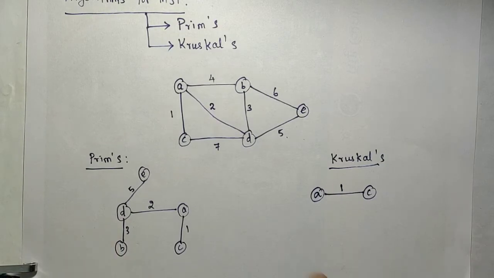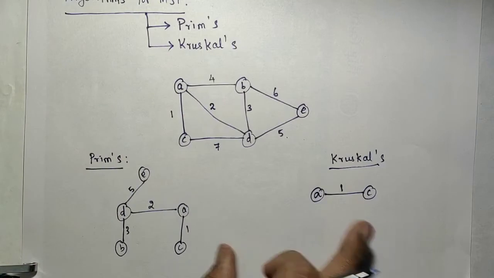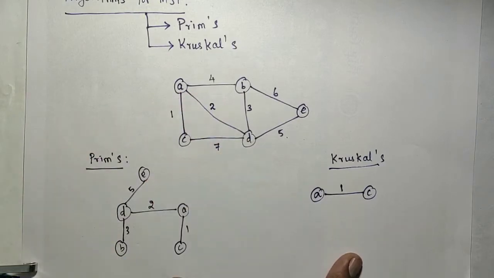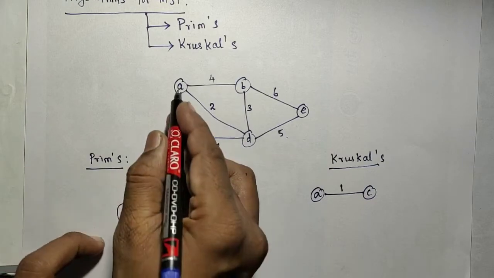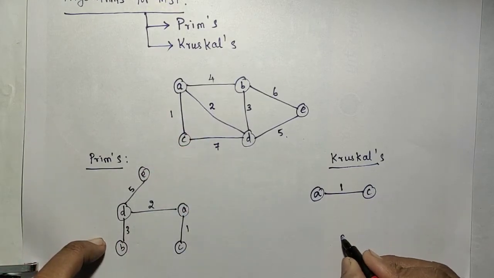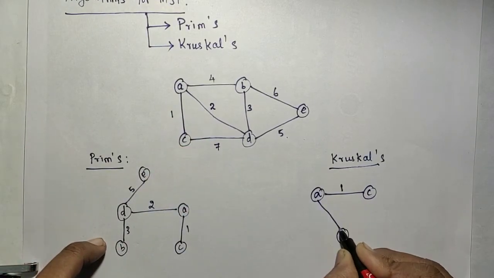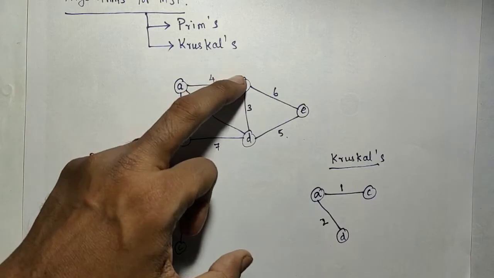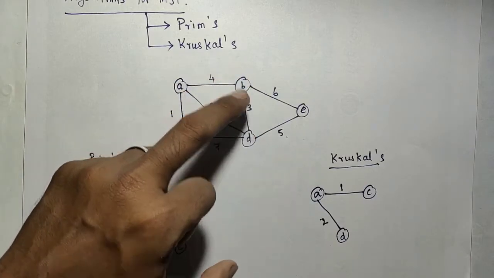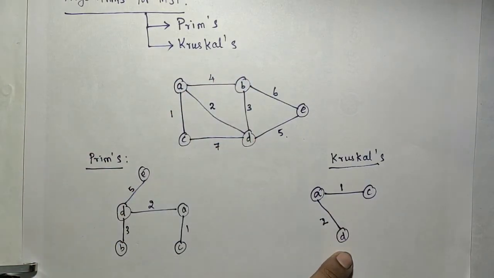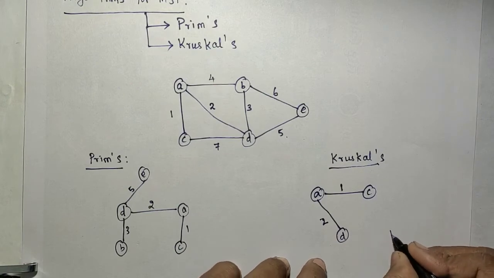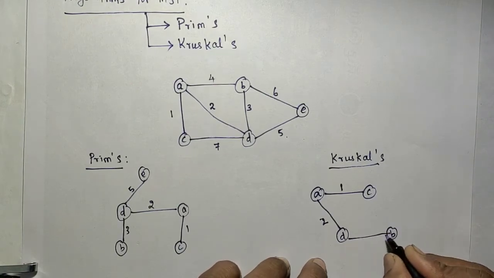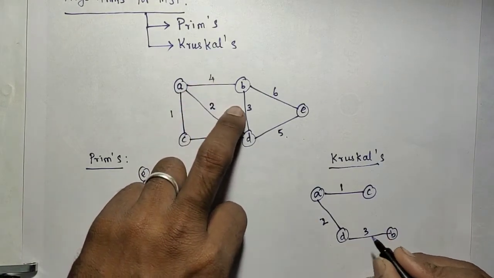Next, 2. If I add the 2, A to D, whether it will form a cycle or not, you check it. If it is not forming a cycle, you add it. So next 2, A to D with the cost 2, is added into the spanning tree. The next is 3, which means B to D. If I add B to D, will it form a cycle? No. So we can add that. B to D with the cost 3 we have added.